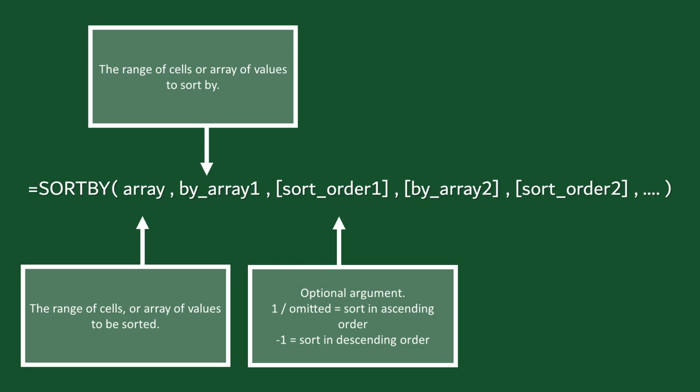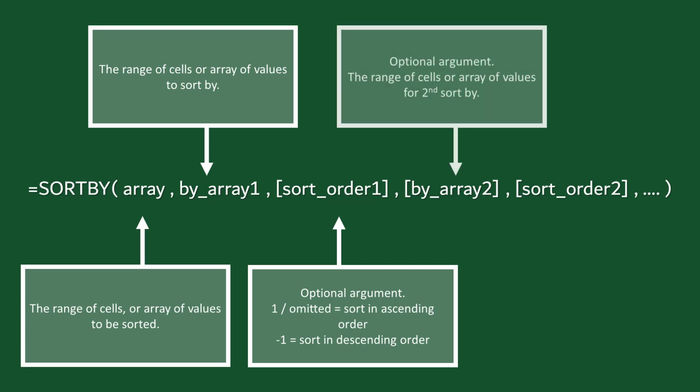Sort_order, if we insert a value of 1, it means by_array will be sorted in ascending order. And if we insert a -1, it means by_array will be sorted in descending order. If this argument isn't used, it will automatically default to 1 to be in ascending order. Now if we want, we can keep adding additional sort ranges. So we could add by_array2, and that is the range of cells or array to sort values by after performing the first sort.